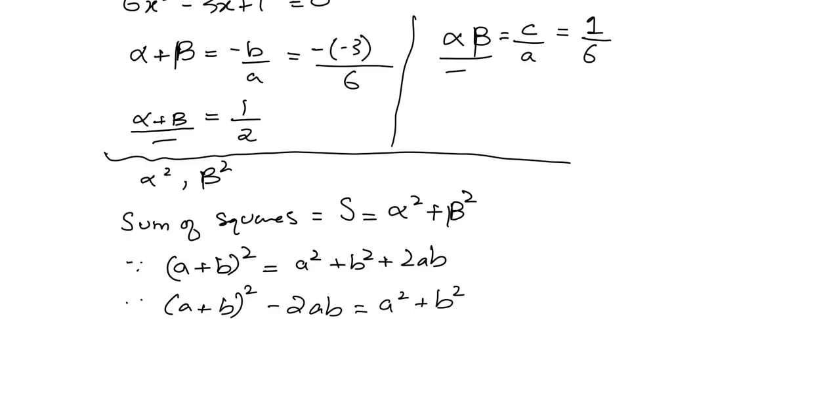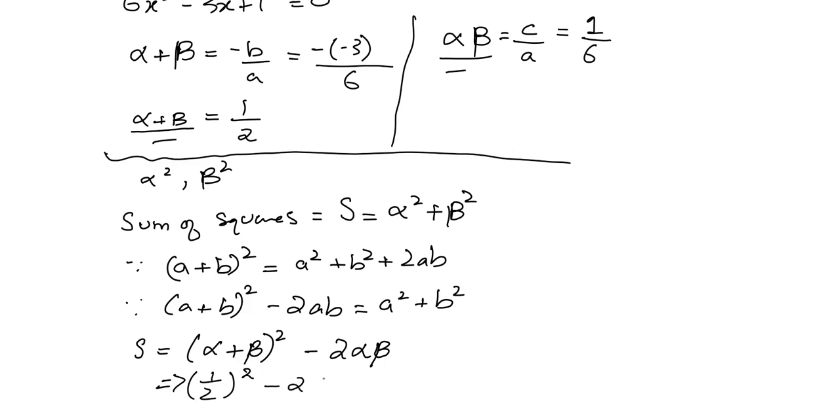And we can say that we have alpha in place of a and beta in place of b. So this alpha squared plus beta squared will be converted to alpha plus beta whole squared minus 2 alpha beta. So we can write s equals alpha plus beta whole squared minus 2 times alpha beta. And yes, we have the value for alpha plus beta, which is 1 over 2, so we will put it here, 1 over 2 squared, minus 2 times alpha beta. Alpha beta we have is 1 over 6.